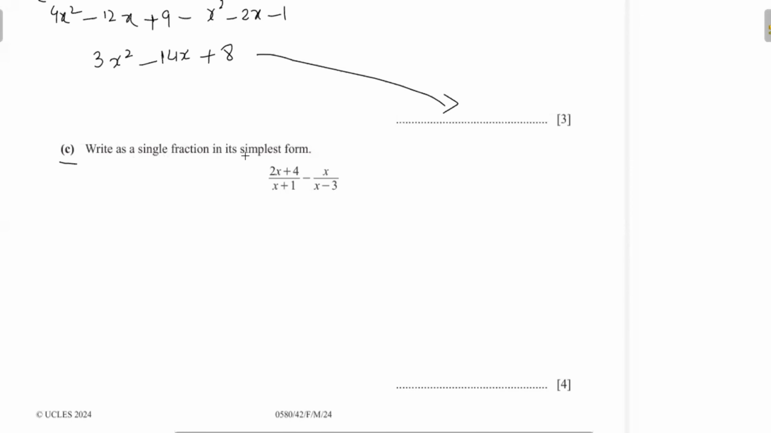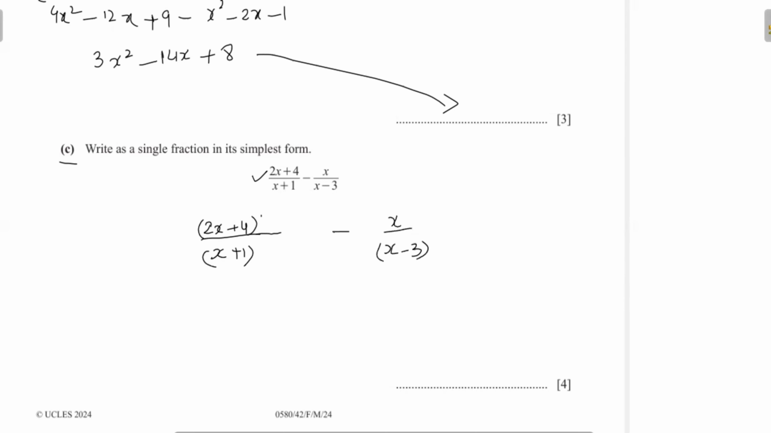Part C, write as a single fraction in simplest form. Firstly, we write this fraction (2x + 4)/(x + 1). And the next fraction is minus x over (x − 3). To subtract these fractions, we make the denominator the same. We can make the denominator the same if we multiply the first fraction's denominator and numerator by x − 3.